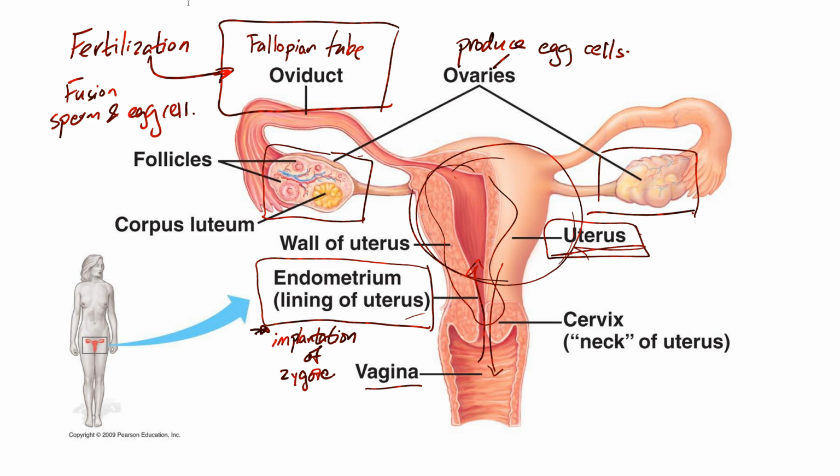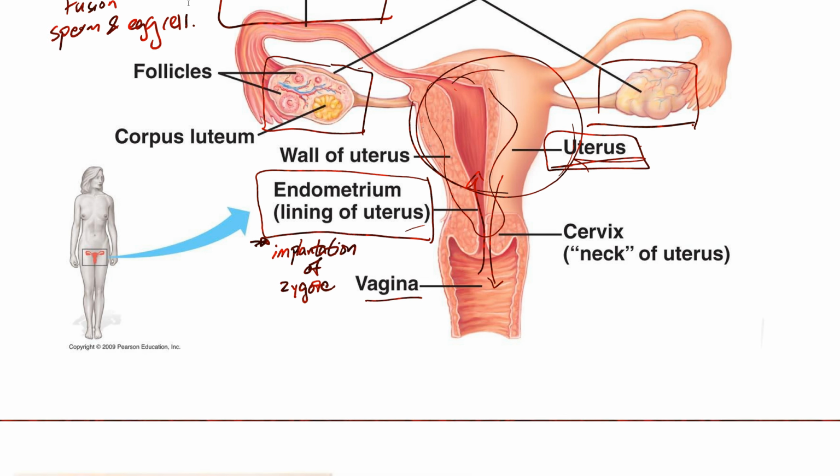Remember the functions of the vagina: it is the entrance for the penis. It is also the location for the baby to come out, and it's also the location where females discharge their menstrual flow. Okay, so now we have covered the female.